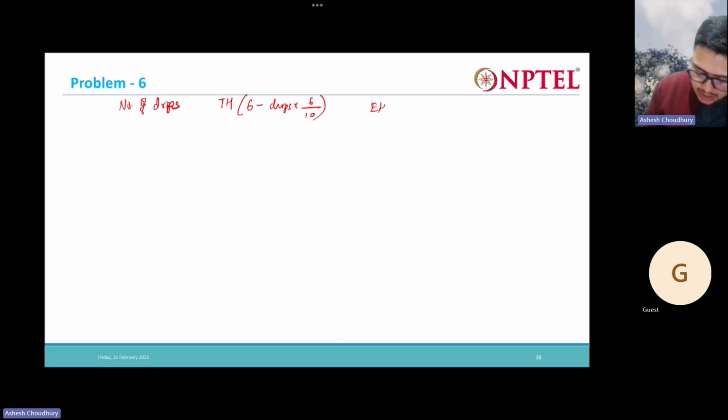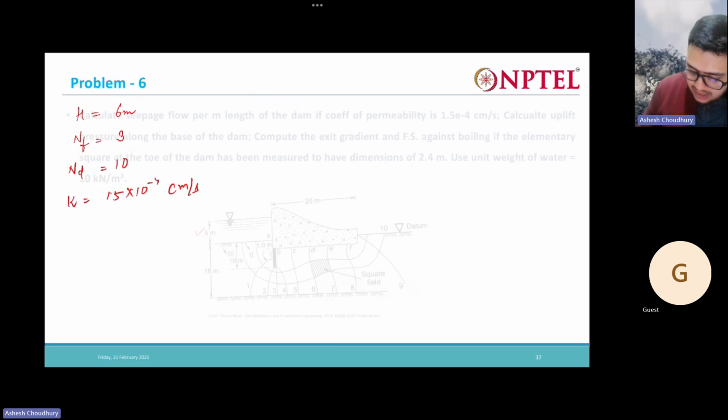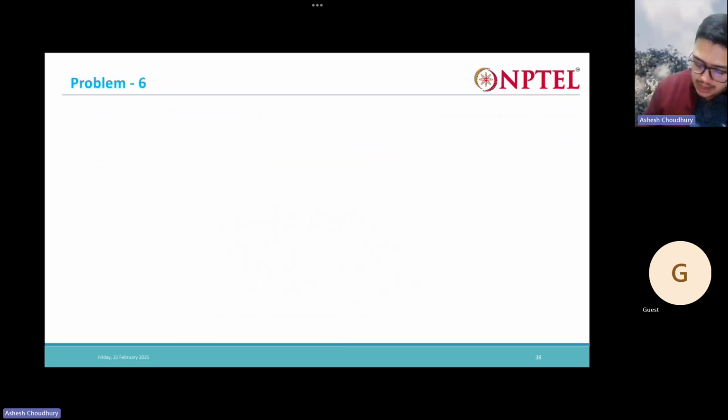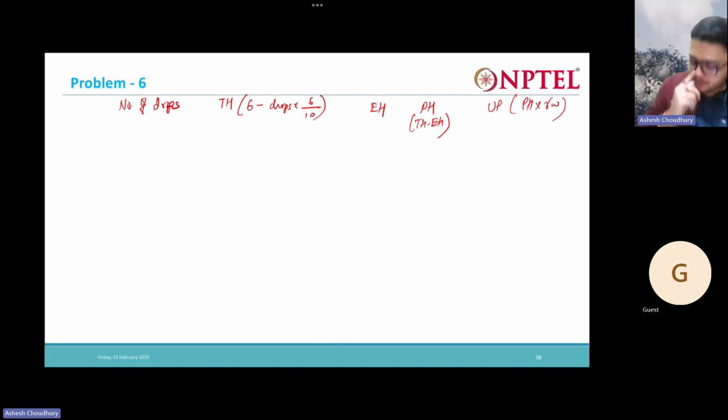Then we have the elevation head. My datum I will consider as this level, the ground level, as given here. And then finally we have the pressure head. Pressure head is total head minus elevation head, and finally you have the pressure. Uplift pressure is nothing but the pressure head times gamma w.